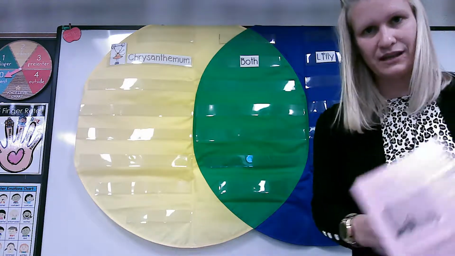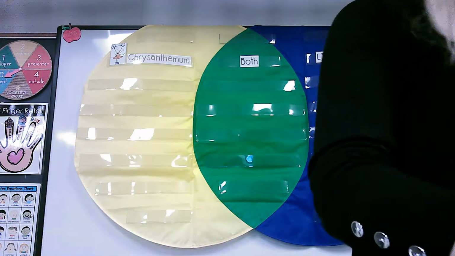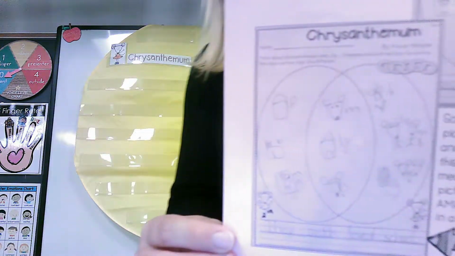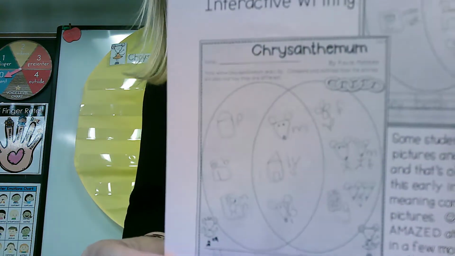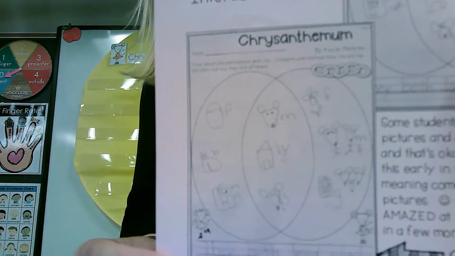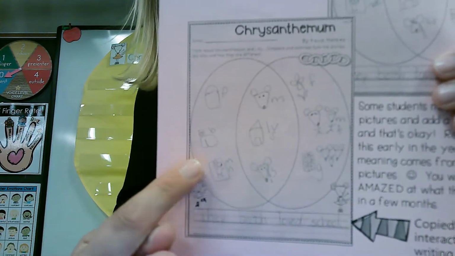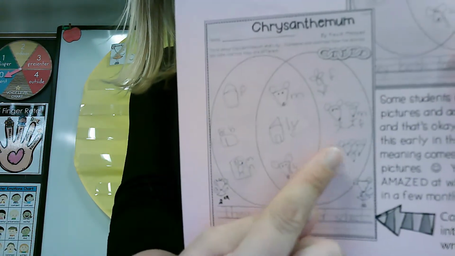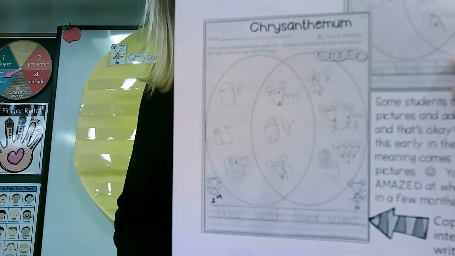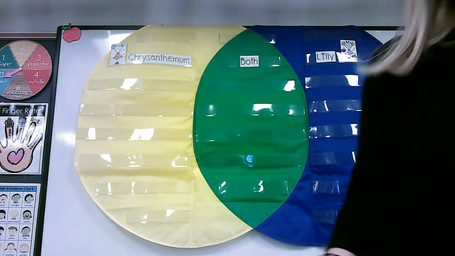I'm going to show you an example of what yours might look like when we're all done, because sometimes it's easier to follow along if you know what we're going to be doing. So we're going to be drawing pictures that go along with the story on each side, and we're going to be labeling our pictures with beginning sounds. So let's go ahead and get started.